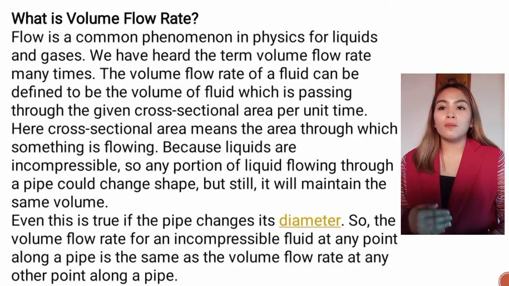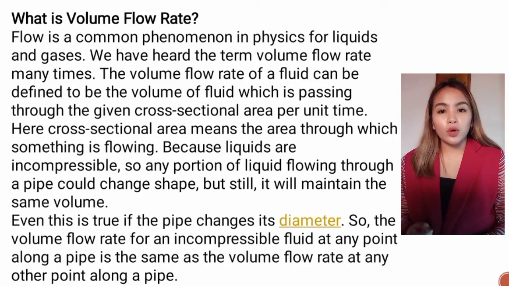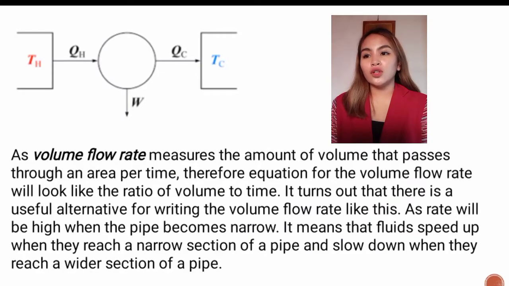Because liquids are incompressible, any portion of liquid flowing through a pipe could change shape, but it will still maintain the same volume. This is true even if the pipe changes its diameter, so the volume flow rate for an incompressible fluid at any point along a pipe is the same as at any other point along the pipe. As volume flow rate measures the amount of volume that passes through an area per time, the equation for the volume flow rate will look like the ratio of volume to time.